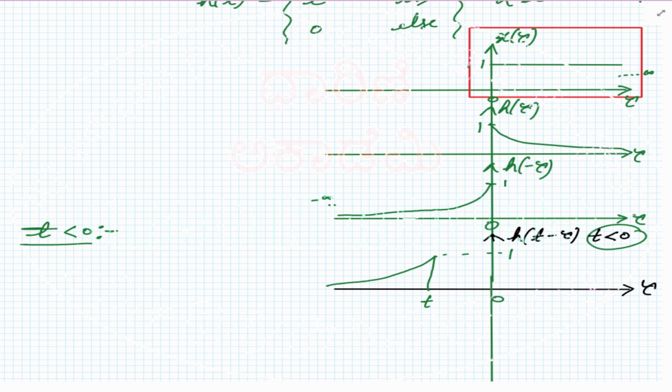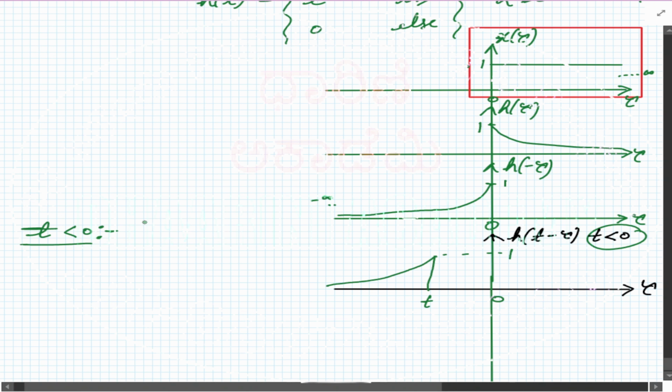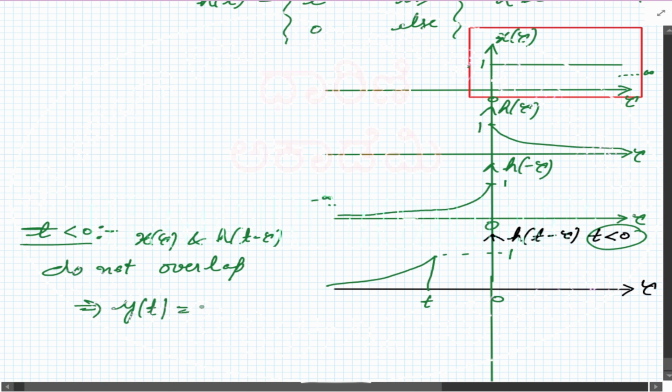When the product is 0, there is no meaning for integration. Correct? So I can say that when t is less than 0, x of tau and h of t minus tau do not overlap. Correct? So this means the answer y of t is equal to 0 for t less than 0, which is the first part of the answer.